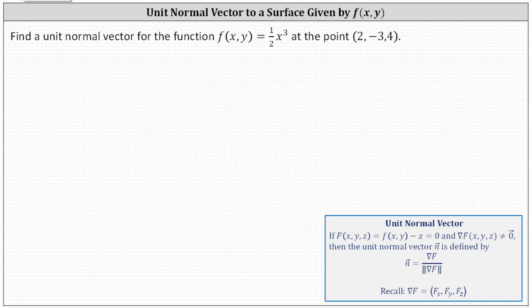Find a unit normal vector for the function f of x comma y equals 1/2 x cubed at the point (2, -3, 4). Recall, a unit normal vector is a vector with a magnitude of 1, or length of 1, and perpendicular to the surface.